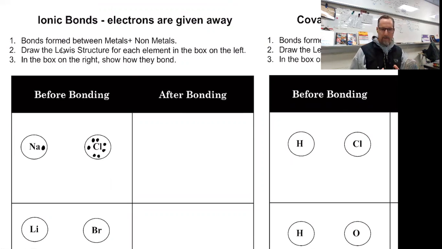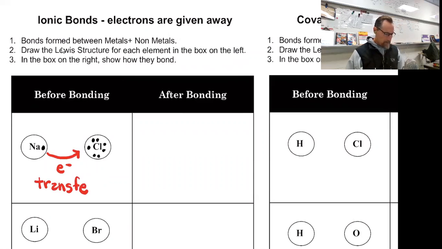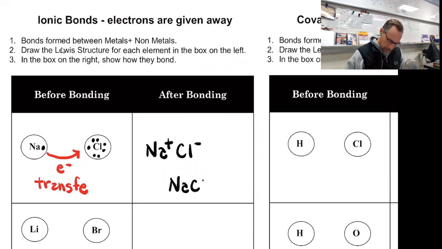So before bonding, you can see those are my dots. Those dots represent electrons. And so I'm going to be moving, or transferring, that electron over to the chlorine. And when that happens, that causes that sodium to have a positive charge, that chlorine to have a negative charge, and so it forms sodium chloride by transferring that electron.